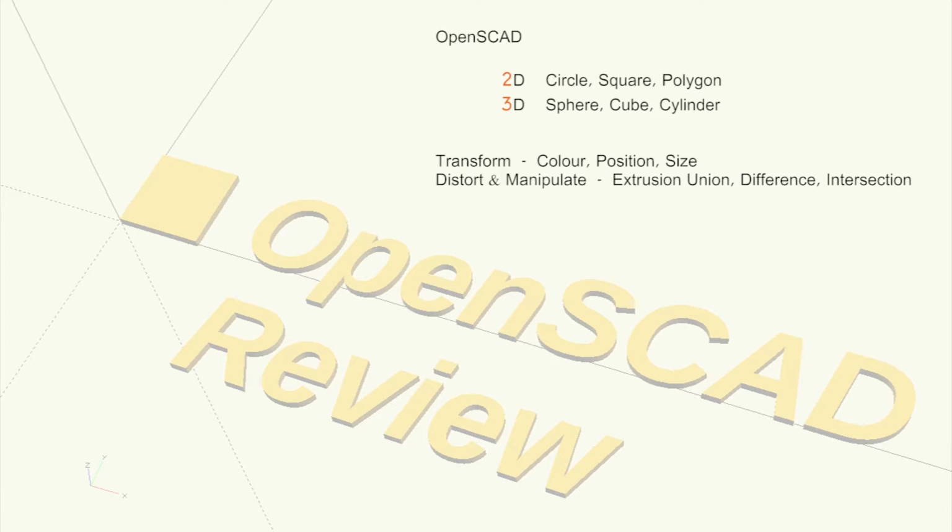So let's review what we've seen in OpenSCAD to date. We've seen that it allows us to generate 2- and 3-dimensional shapes. The 2D shapes are circle, square and polygon, and the 3D shapes are sphere, cube and cylinder. We are free to change the colour, size or position of any shape and can distort them by extruding 2D shapes or intersecting, combining or subtracting 3D shapes.